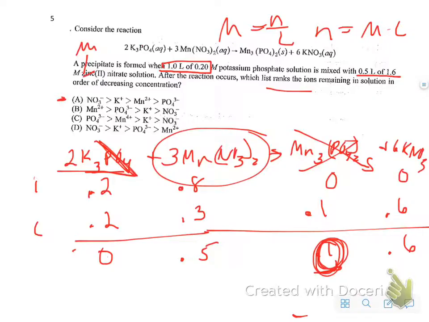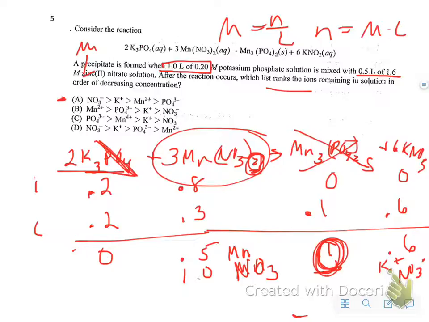Now, if you didn't quite notice that, and you had to think about how much of each ion you have, here's how I would do that. So if I have 0.5 molar of manganese nitrate, I have 0.5 moles of manganese, but I have twice as much nitrate because of this 2. I have 1.0 of the nitrate ion, because I've got 2 nitrates for every 1 manganese nitrate. And I'm going to have 0.6 moles of both potassium and the nitrate here.